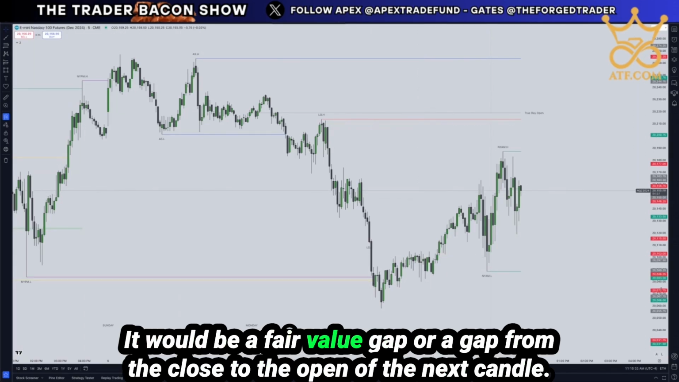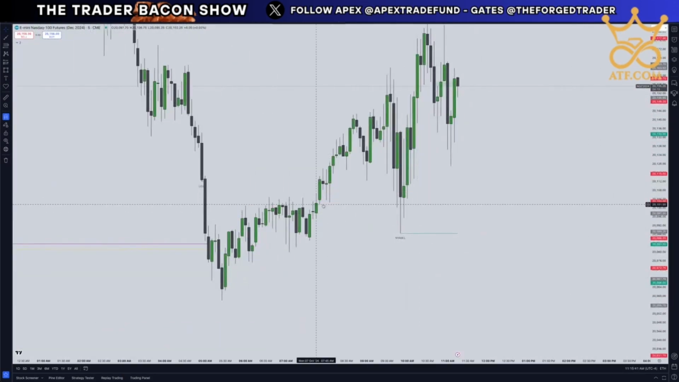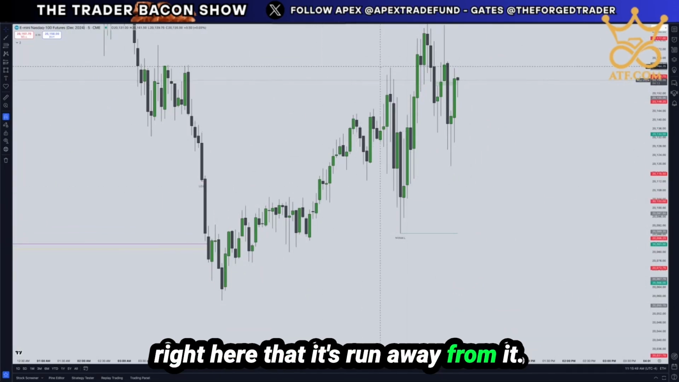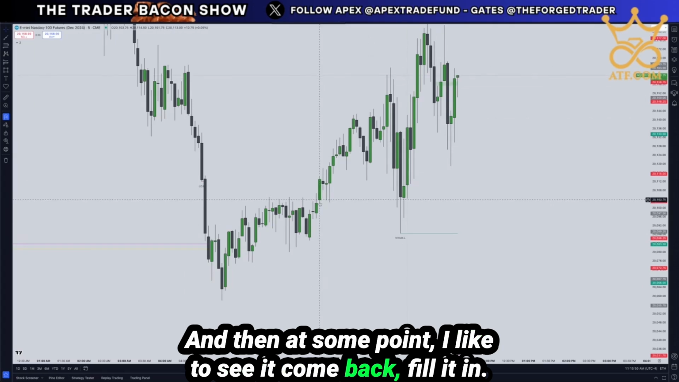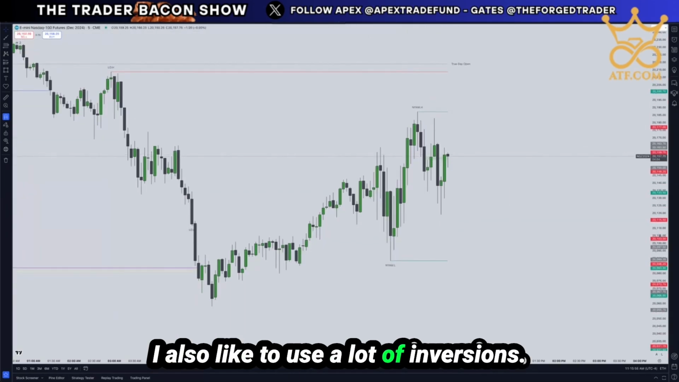It would be a fair value gap, or a gap from the close to the open of the next candle. So I use a lot of fair value gaps. This would be an example of just an imbalance gap between these two right here, that it's run away from. And then at some point, I like to see it come back and fill it in. Same thing down here.